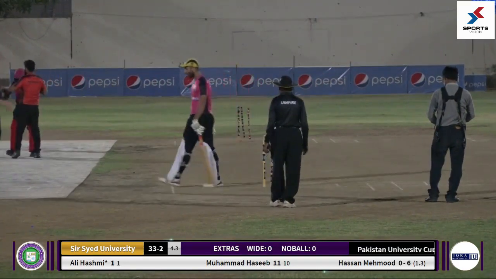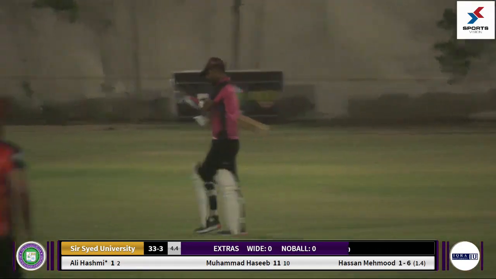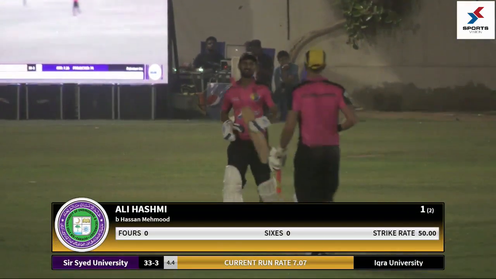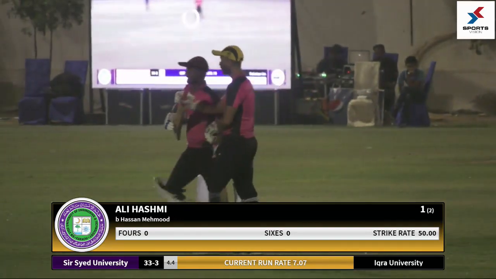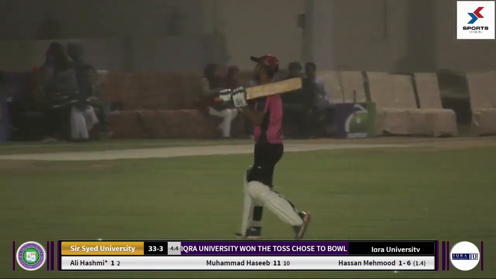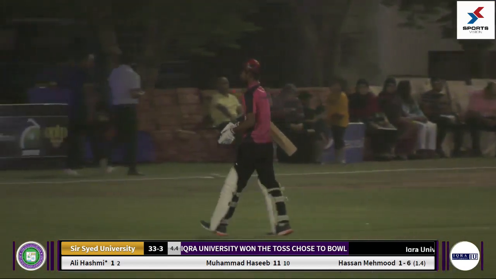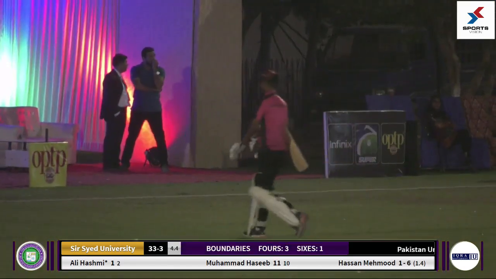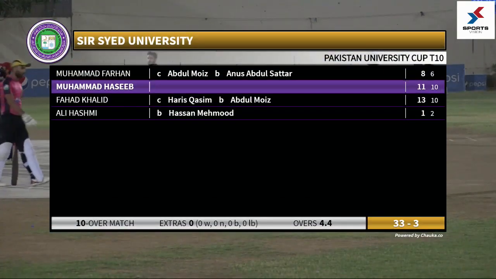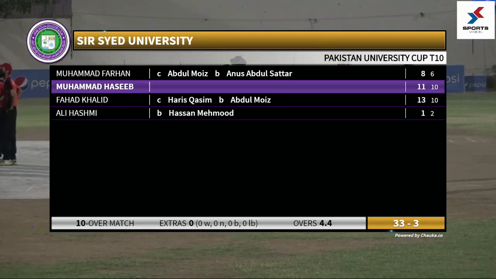Ali Hashmi is the man who has been dismissed, who got just 1 run and was cleaned up by the off-spinner, who bowled beautifully. I was just talking about his economy and the dot balls he produced. He deserved a wicket and has picked up his man. So 3 down now for SSUET University, and 33 on the board. Hassan Mahmood, what a spell he's having. He has been economical and now has picked up a wicket. He still has 2 balls left in his quota, so a very good performance by him.